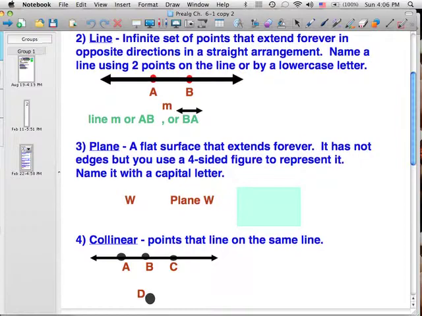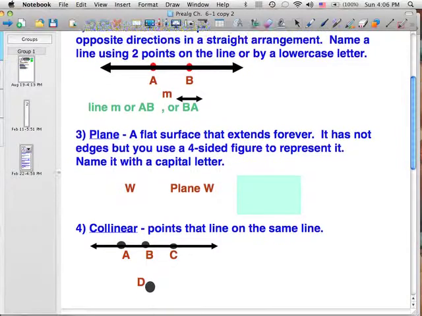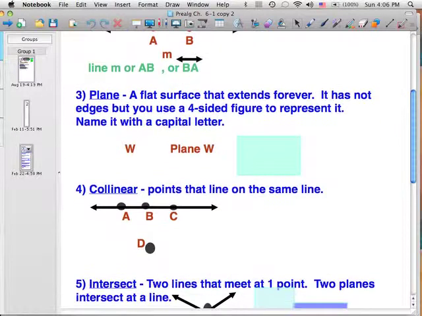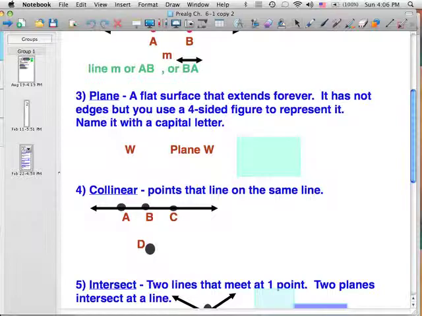Collinear means that the points are all on the same line. So the points A, B, and C are collinear because they're all connected by a straight line, whereas D is not collinear to A, B, and C.